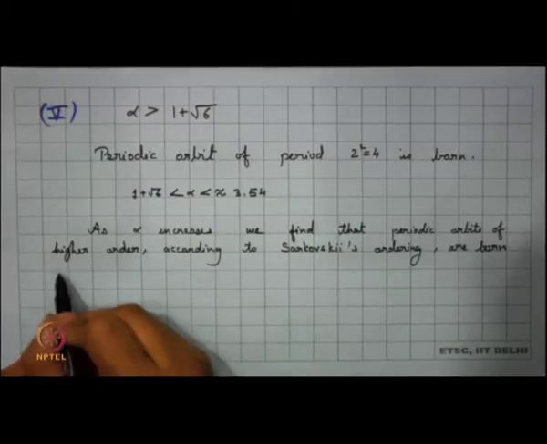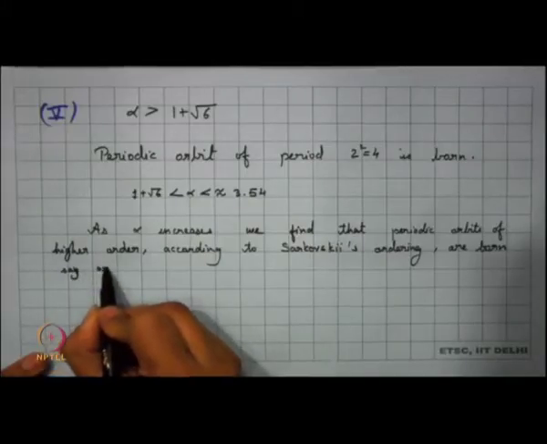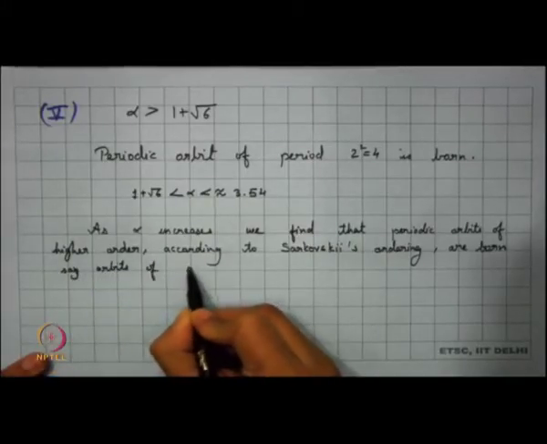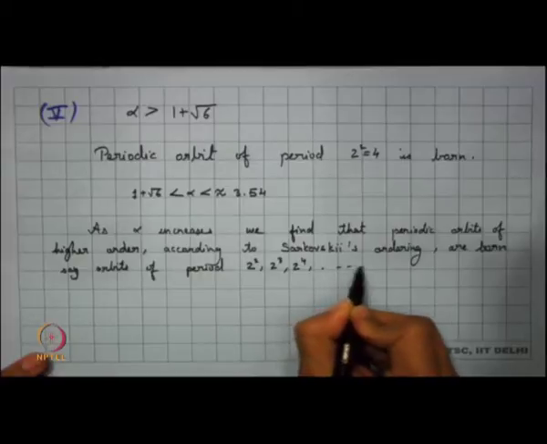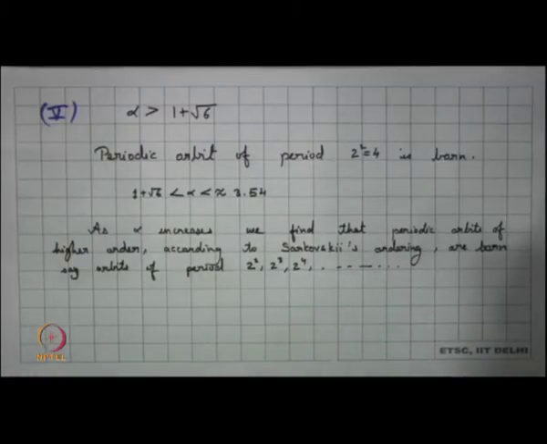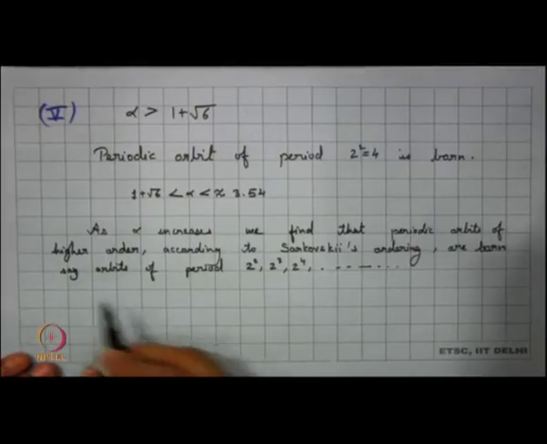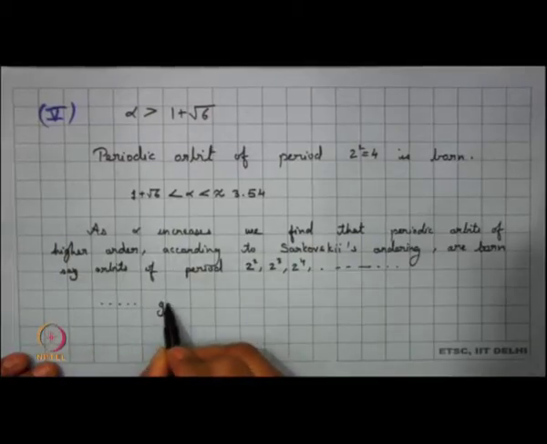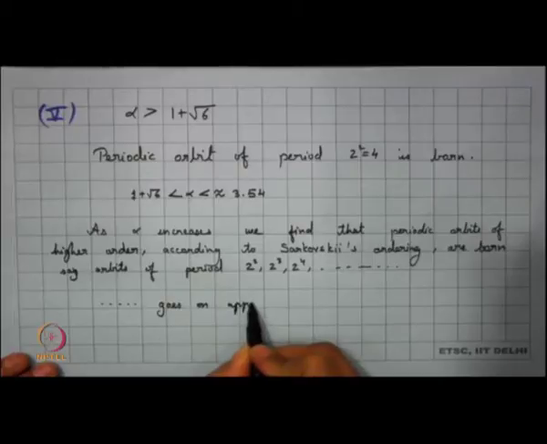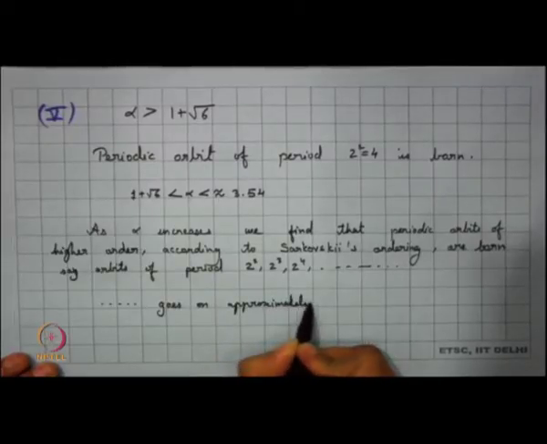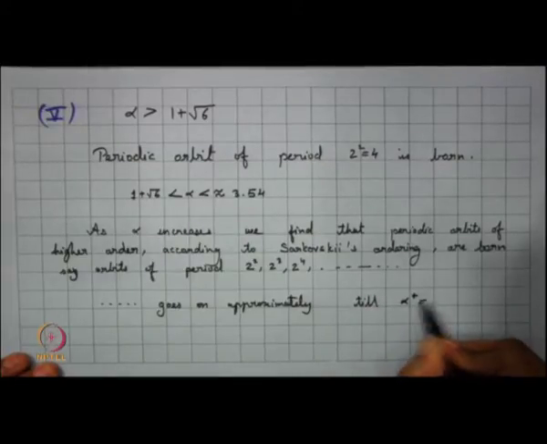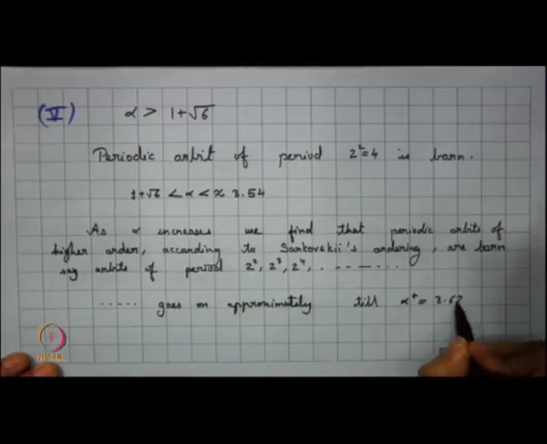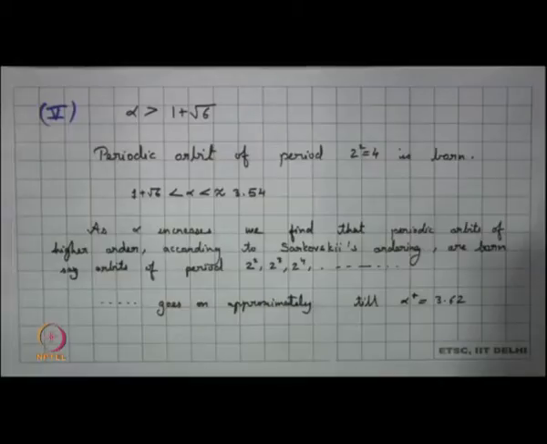So, this happens, say, for orbits of period 2 square, 2 cube, 2 to the 4, etc. These are born, and then they eventually turn repelling, then new orbits are born, which become attracting and so on, and this goes on approximately till alpha star, I am looking at this value of alpha star to be 3.62. I am just saying that this happens approximately till 3.62.